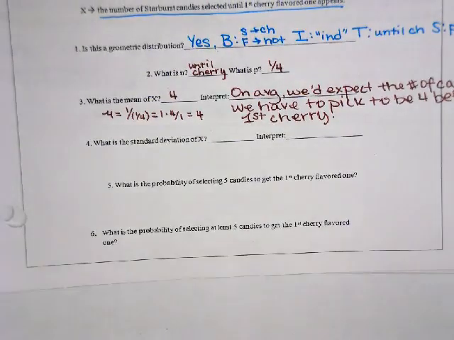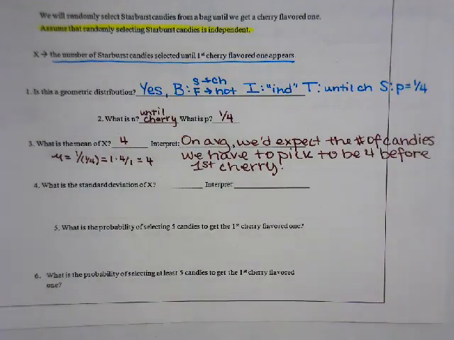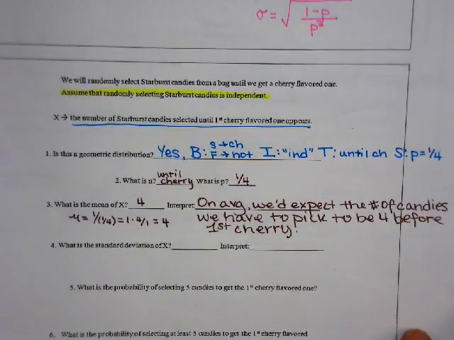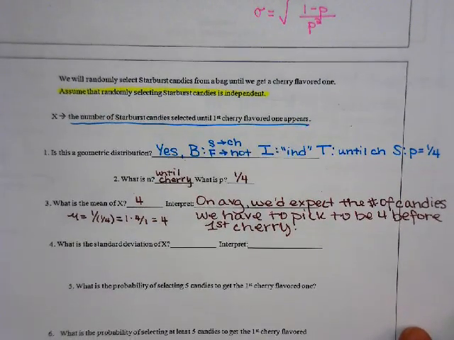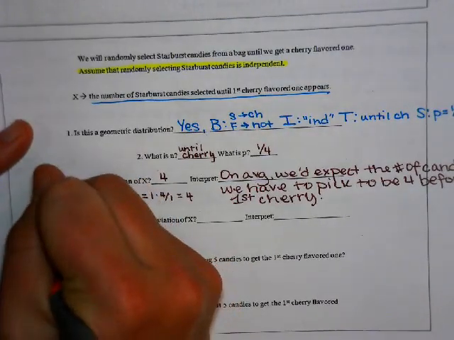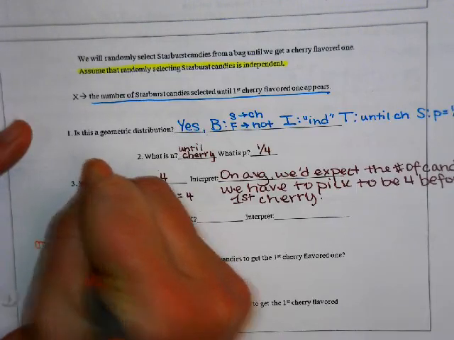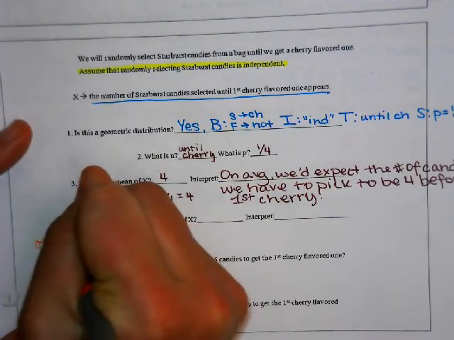Great catch, Megan. All right, standard deviation. That was that ugly formula up above, the square root of 1 minus p divided by p squared. P is 1/4. So 1 minus 1/4 divided by 1/4 squared.